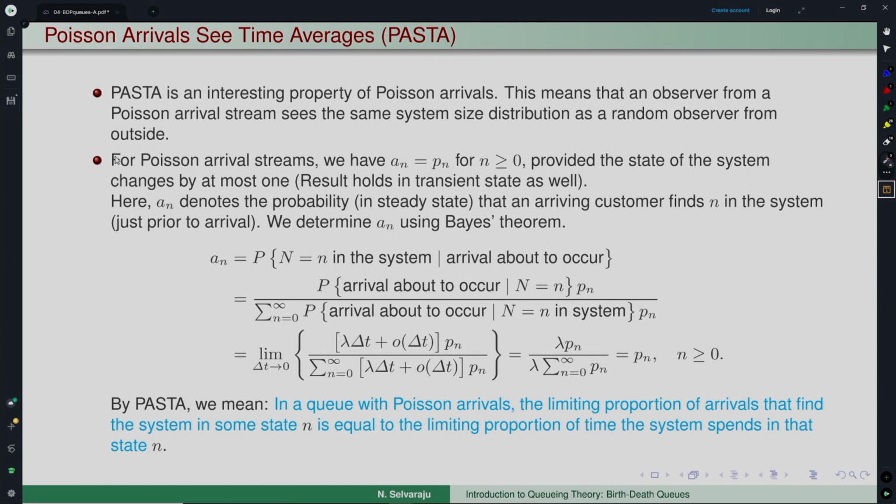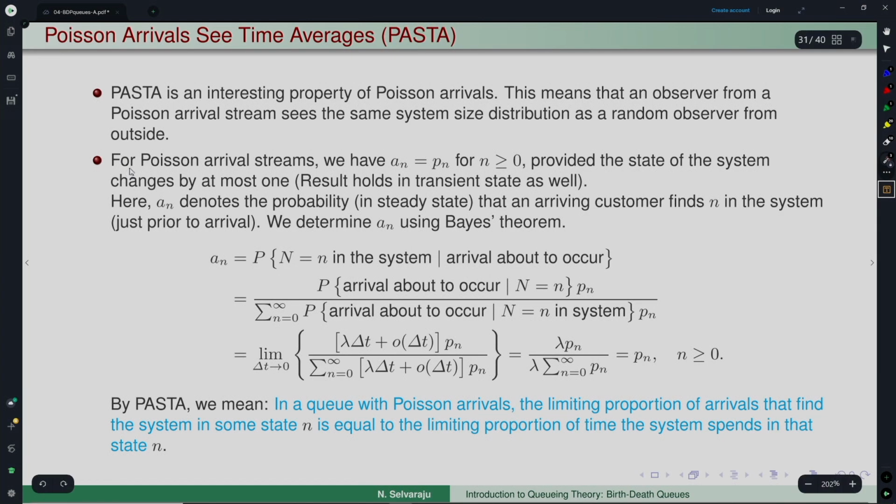So, at a random point of time you look at the system, at the arrival instances where the arrivals happen according to a Poisson process. Looking at the system at random points across the timeline, the behavior of the system will be exactly the same, and that property is what we call PASTA. So basically what we mean is, for Poisson arrival streams we have An equals Pn.